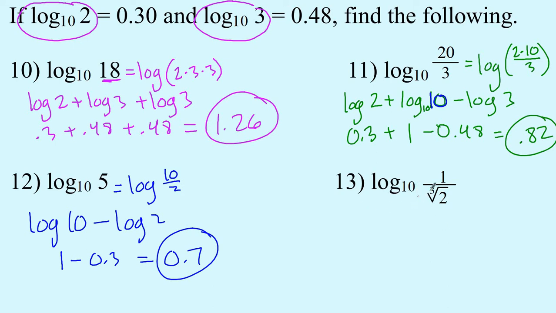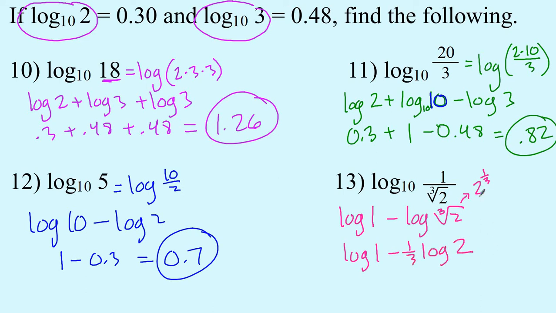All right, let's try 1 over the cube root of 2. Okay, so we've got division, so let's go ahead and subtract that. We get log 1 minus log cube root of 2. Well, that's the same thing as saying 2 to the 1/3. So this is log 1 minus 1/3 log 2, because when you have an exponent you can put it out front. It's the power rule. So now I have log 1, which is just 1, minus 1/3.